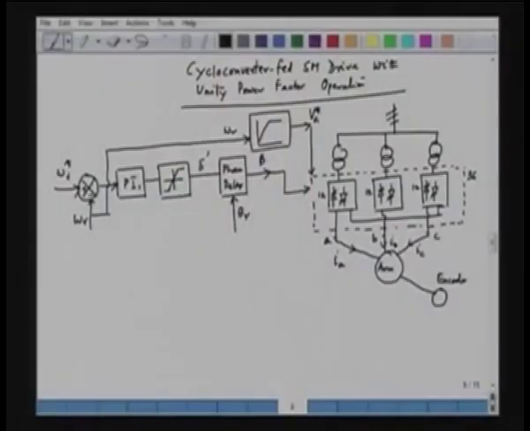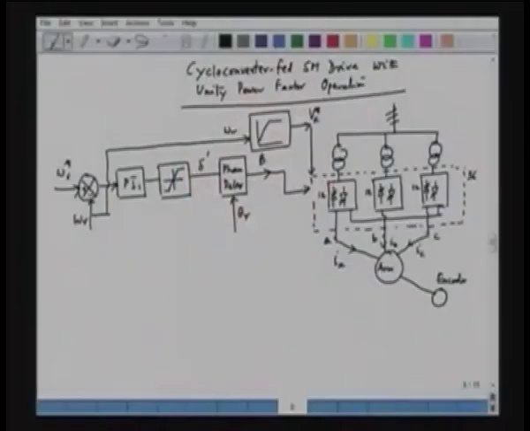So, we have 3 phases and we can generate any one phase. Say for example, if we generate phase A, we can generate phase B and phase C. Phase B merely lags behind phase A by 120 and phase C lags behind phase B by 120. So, in fact, if we have the amplitude and angle of phase A, we can generate all 3 phase references for the cycloconverter, and then this cycloconverter will be feeding 3 voltages to phase A, phase B, phase C of the armature. What about the field winding?